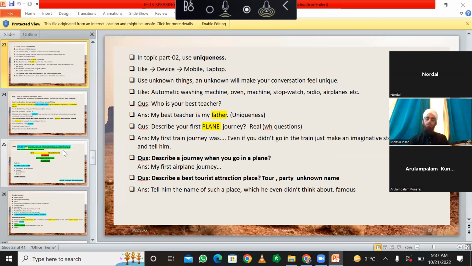Okay, the same question for Kunaraj. So, what's up? Describe again the same question for you. Describe a time when you taught something to someone. Okay, fine.